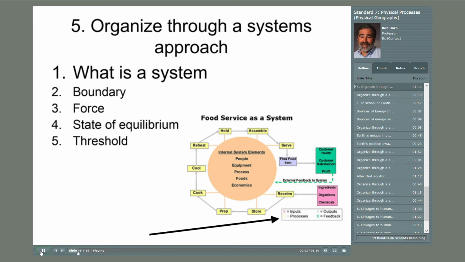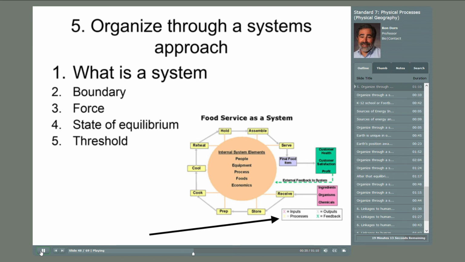A fifth part of this standard number 7 is to think about the patterns you see in terms of a systems approach. And I'll organize and discuss what a systems approach is in terms of 5 aspects of systems. What are they? Boundaries, forces, equilibriums, and thresholds. System approaches tend to scare people, but they're really simple. So look at this diagram from the Center for Disease Control of food service as a system.